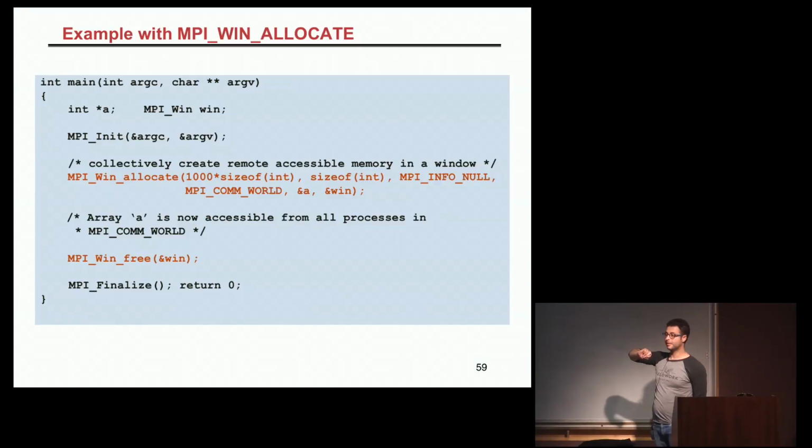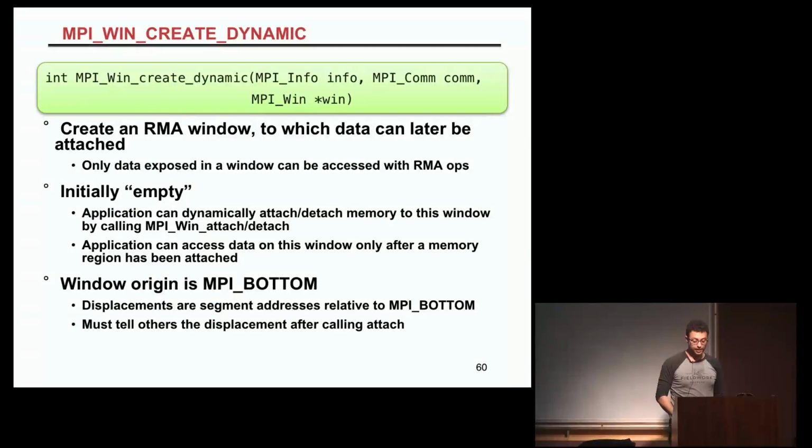This one is faster because MPI can allocate the memory in a region that's faster and easier to access to other processes. And then you have to delete this space. In the alternative, you create dynamic, this other one that I talked to you about. You create a window that's initially empty, and then you later attach data to it.